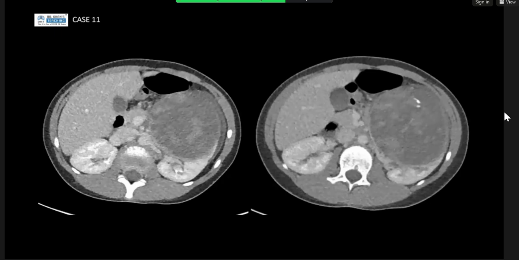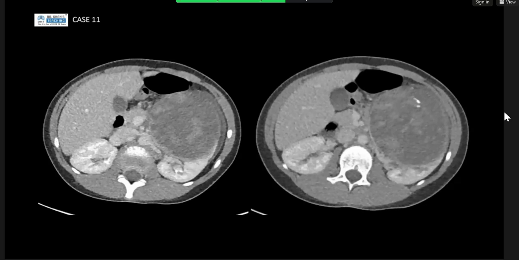I couldn't see any solid organ injury, any lacerations or contusions within the liver. I think the right kidney appears unremarkable. There is a heterogeneously enhancing lesion located anterior to the left kidney, which is compressing and displacing the left kidney, with a few calcific foci. The lesion is seen separate from the pancreas, also compressing the stomach.